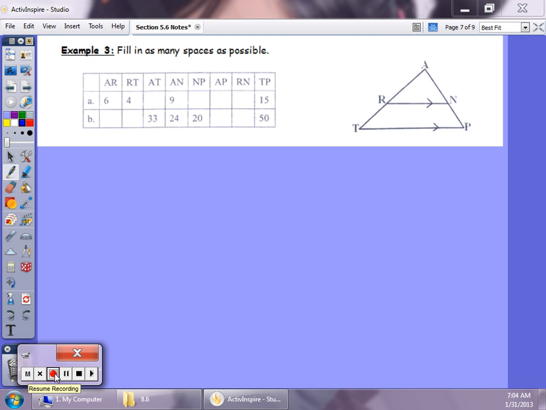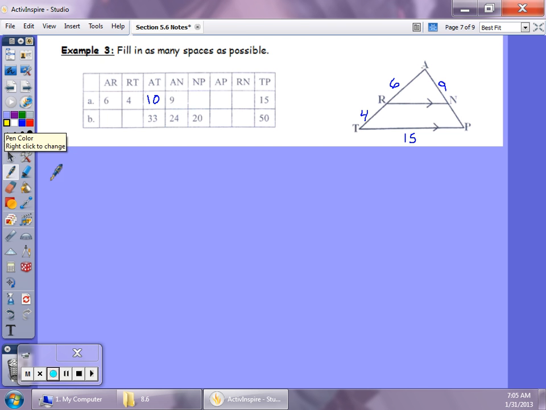For the last example, we're going to use the diagram at the right to fill in as many spaces as possible. So based on the first information, we are given that AR equals 6, that RT equals 4, that AN equals 9, and that TP, which is the bottom of the large triangle, equals 15. And they would like us to find AT, NP, and RN. So since AR plus RT equals AT, we know that 6 plus 4 is going to give us a length of 10 for AT.